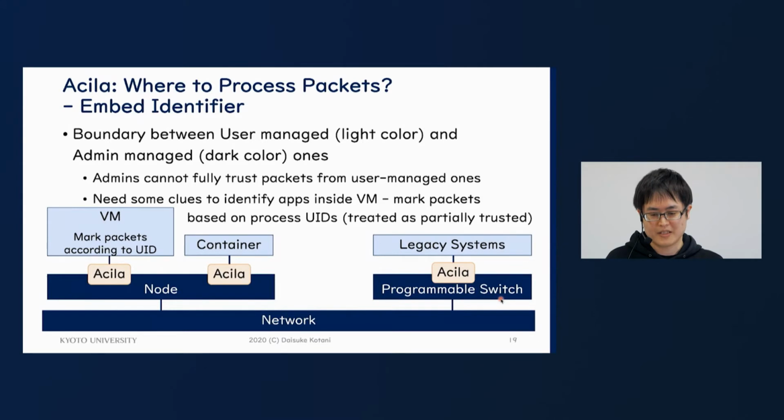The next question is where to process the packets. So where to embed the identifier. So what we need to consider here is that any places that the user has direct access to cannot be fully trusted by system admins. For instance, here, the VMs, containers, and legacy systems cannot be fully trusted because users can maliciously alter something, or it can be hacked, and there may be some changes made by external sources.